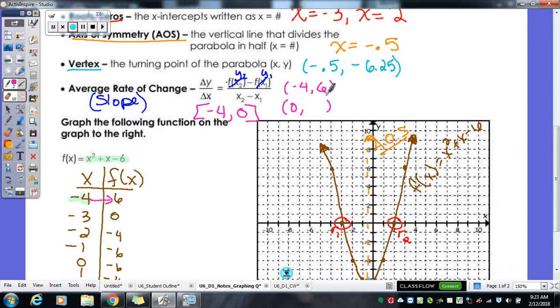When x is a 0, what is my y? Negative 6. So that's how we get our 2 points. We just use our slope formula now. Y minus y over x minus x. So negative 6 minus 6 over 0 minus a negative 4. So negative 6 minus 6 gives us negative 12. Subtracting a negative 4 means I'm really adding 4, so I get a 4 in the bottom. Negative 12 divided by 4, negative 3.